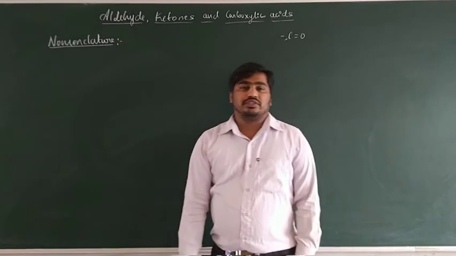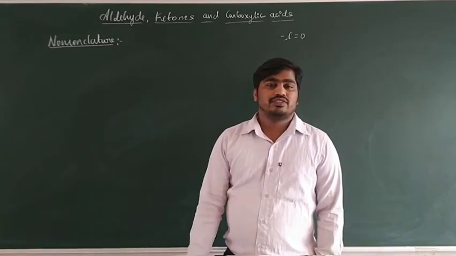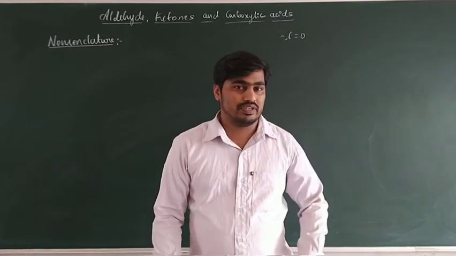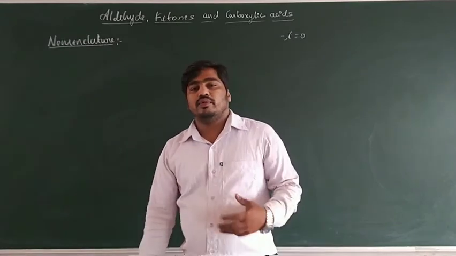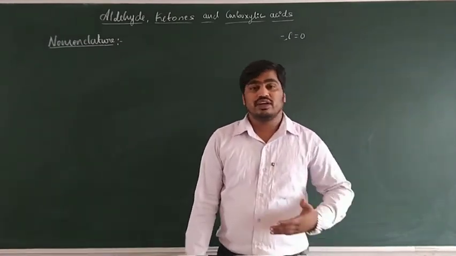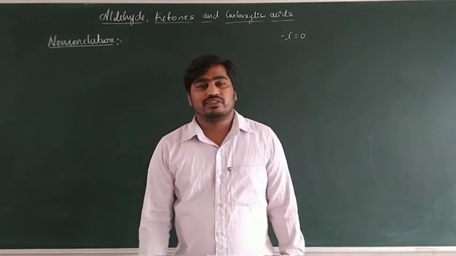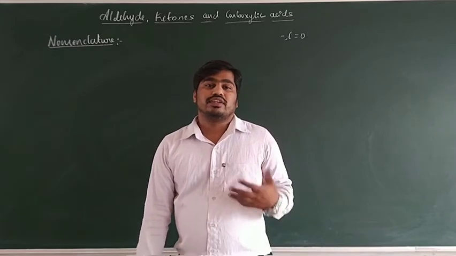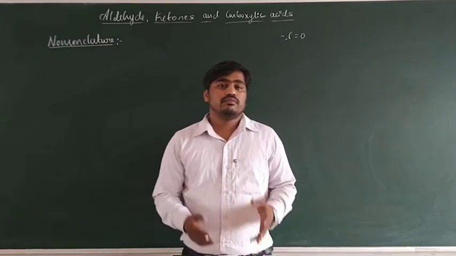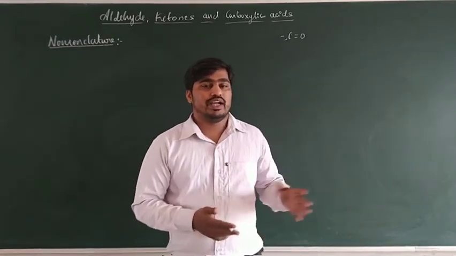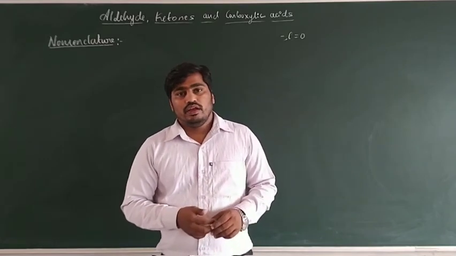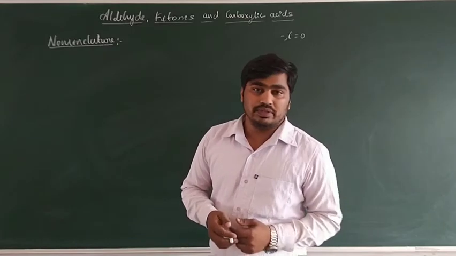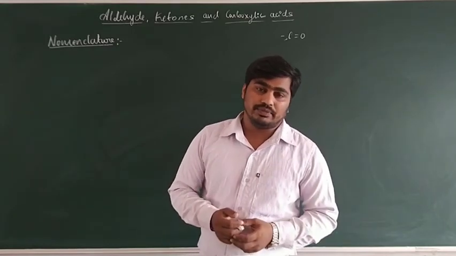The nomenclature has two different ways. One is the common naming system and the other is the IUPAC system. In the common naming system, we use the different prefixes alpha, beta, gamma based on the substituent that is substituted to the chain of the aldehydes and ketones. And in the IUPAC system, as usual, we use numbers for the substituted carbon.